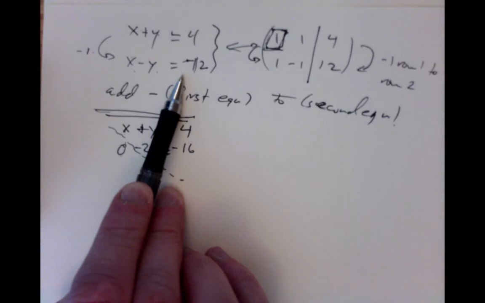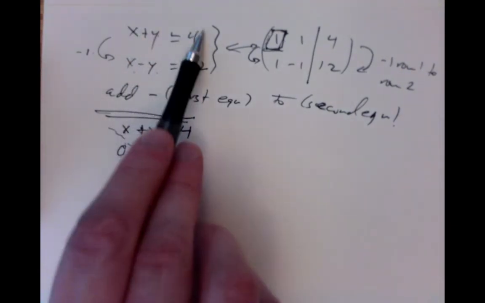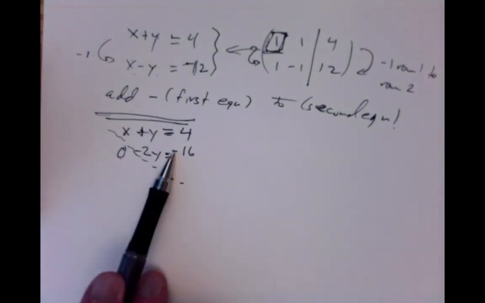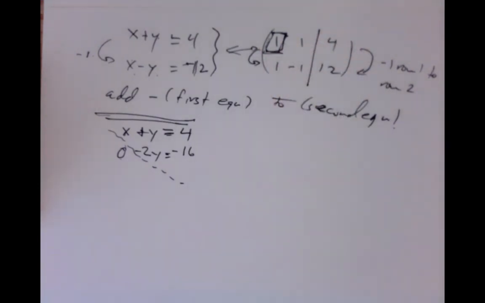It doesn't alter the solutions of the system, because if both of these equations are satisfied, then adding them up gives a new equation that's satisfied. So that's no problem. I can always do that. I could reverse the steps by subtracting again, so it doesn't change the solutions. And so that's a perfectly legitimate step.